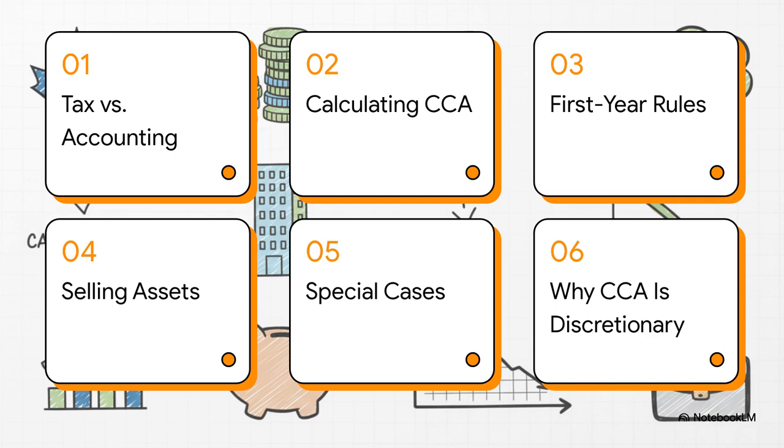So, here's our roadmap. We'll start by making a very clear distinction between depreciation for tax versus for accounting. Then we'll get right into the mechanics of the calculation itself. After that, we'll look at the first-year rules, which have seen some major changes. We'll also cover what happens when you sell an asset, the concepts of recapture and terminal loss. Then we'll dive into some special cases that break the general rules, and we'll wrap up with perhaps the most important point, the strategic choice involved in claiming CCA.